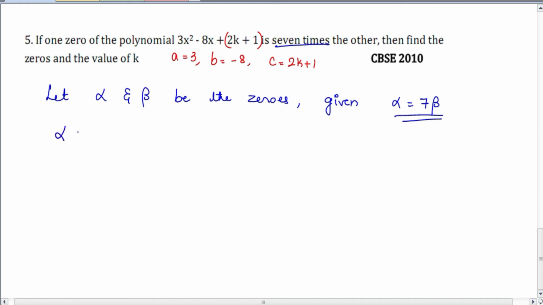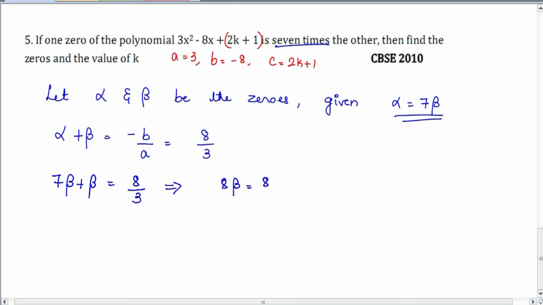So what is alpha plus beta? It is the sum, right? So the sum is minus b by a, which is minus 8 by 3. Minus b, b is already minus 8, so it becomes plus 8 by 3 is the sum. Here I will substitute 7 beta for alpha. So 7 beta plus beta is equal to 8 by 3. So which gives 8 beta equals 8 by 3. 8 gets cancelled, so I will get beta as 1 by 3.